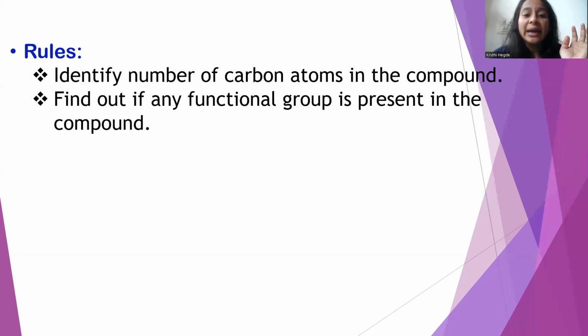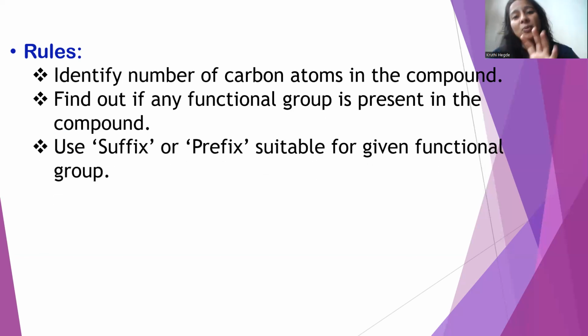Then comes: find out if any functional group is present in the compound. A functional group is like halogens, chlorine, bromine, iodine, fluorine, or alcohol, OH, or aldehyde, CHO, or carboxylic acid, COOH, or CO, that is ketone. If any of these 5 functional groups is present, we need to identify that. And if it is present, use a suffix or prefix based on the functional group that's present. Which one takes a suffix and which takes a prefix, I'll tell you shortly.